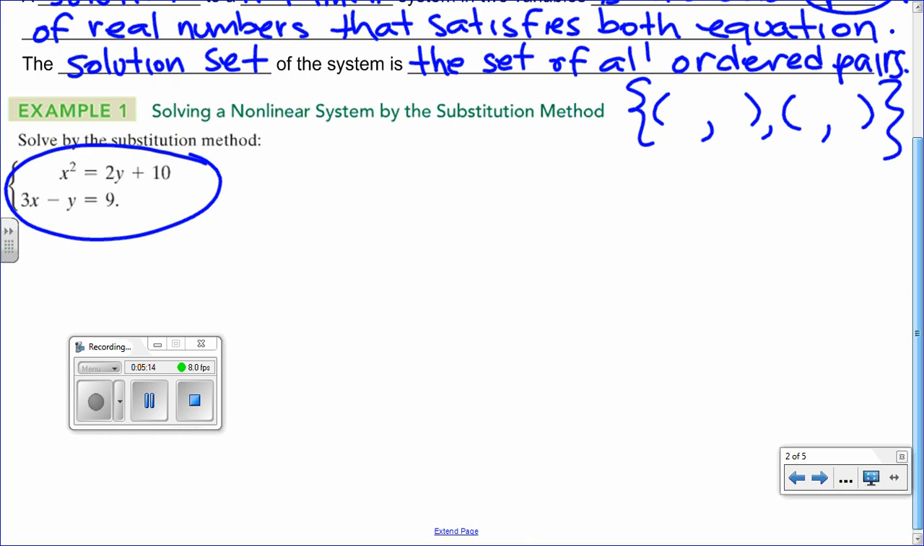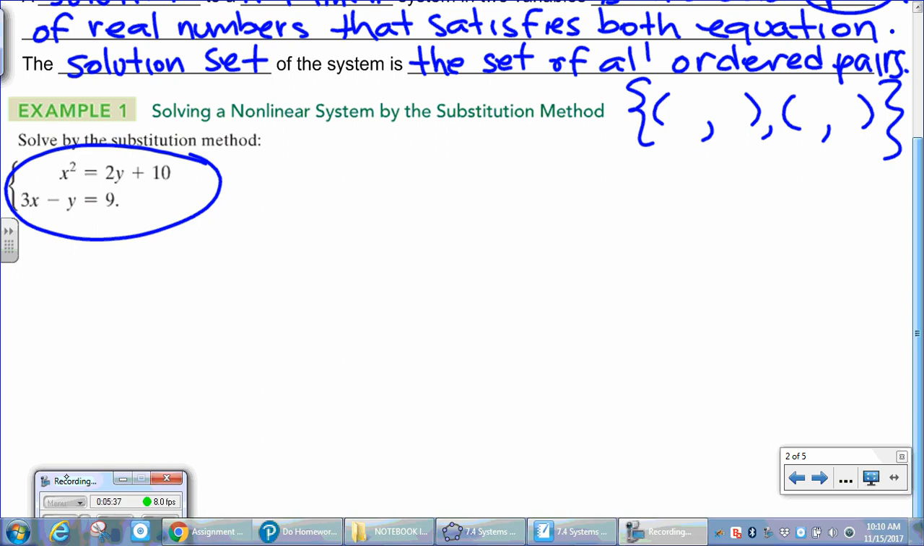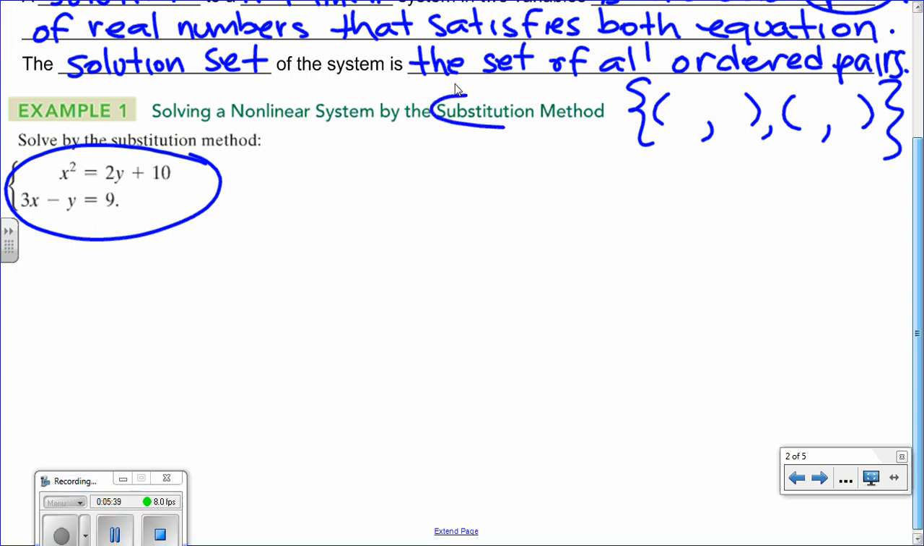Yes, you will get a parabola, because it's a quadratic, and the other one is just a line. Those could intersect at 1 point, 2 points, 3 points, or they could not intersect at all. So let's see what we're going to get. Since it says substitution, let's just go by that.